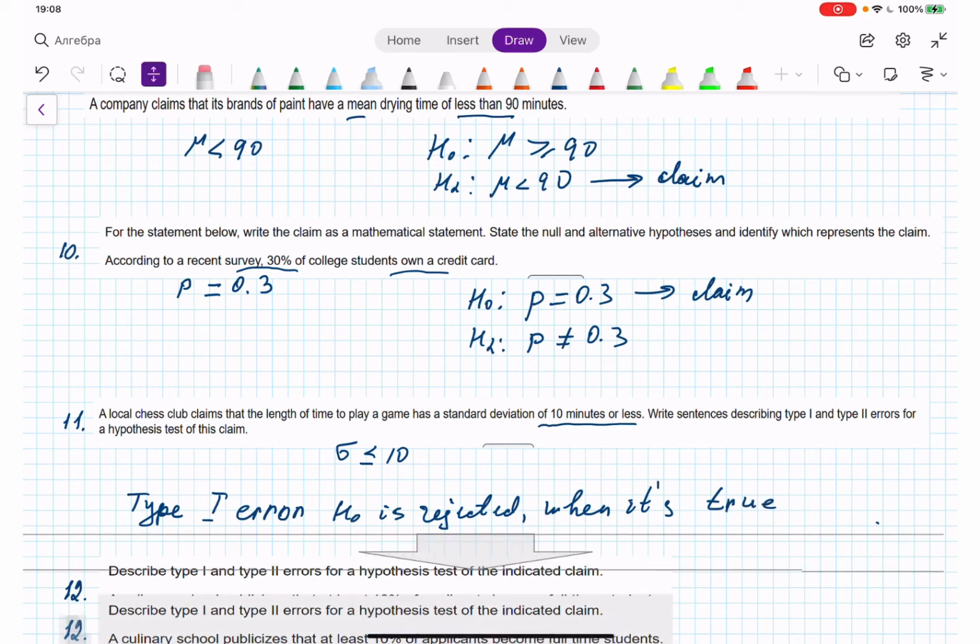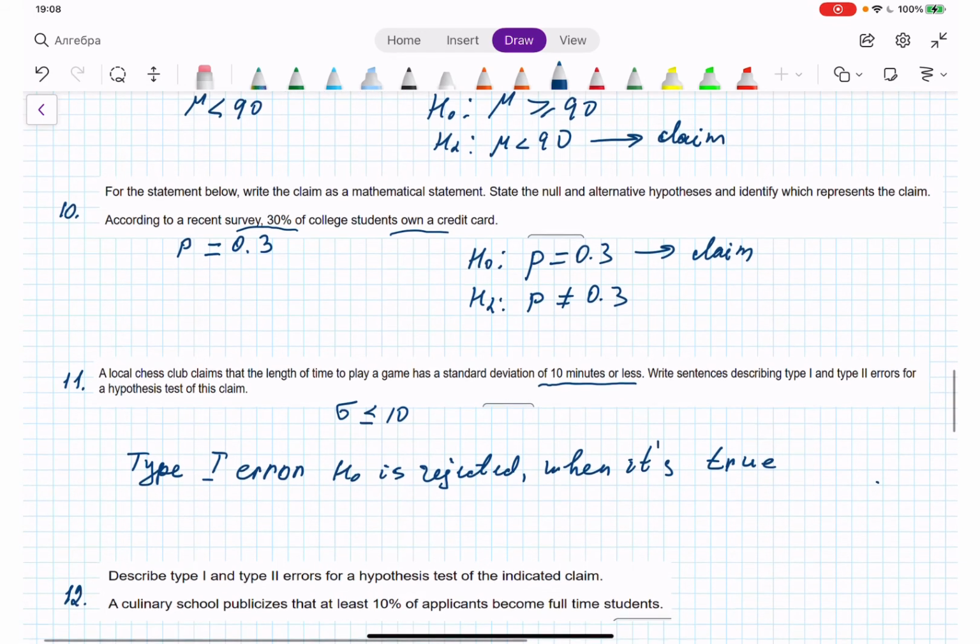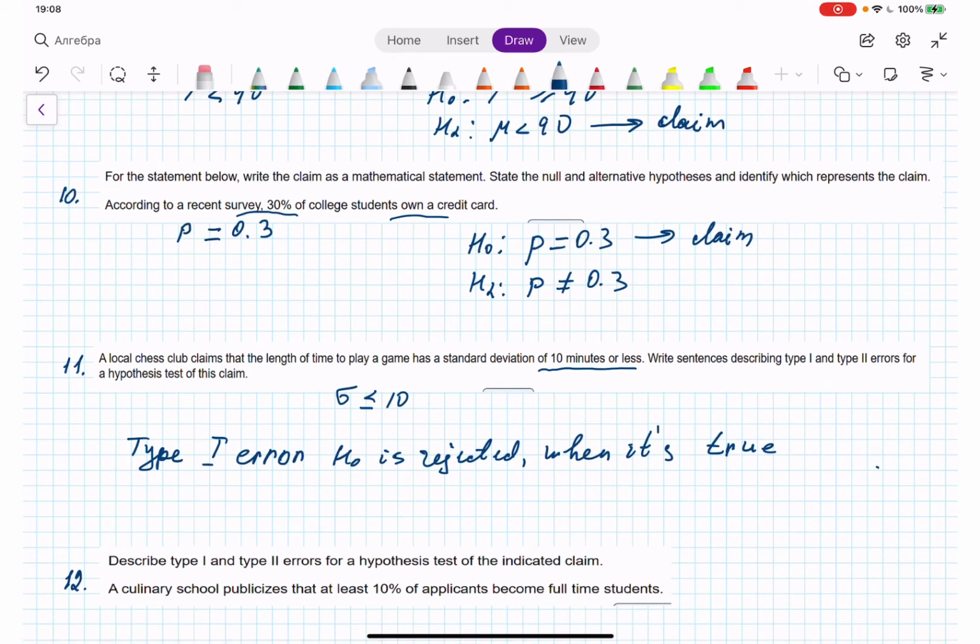Next. Type 2 error occurs if the null hypothesis is not rejected when it's false.